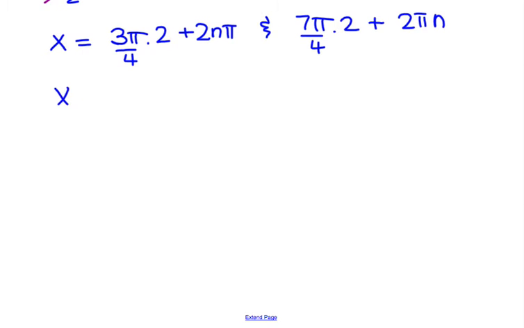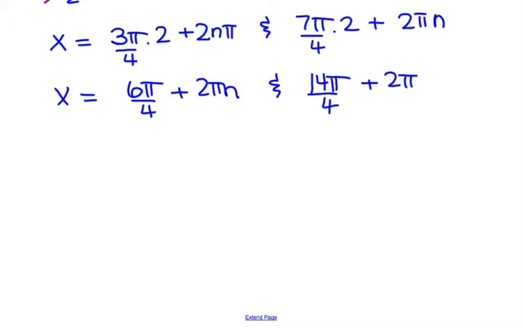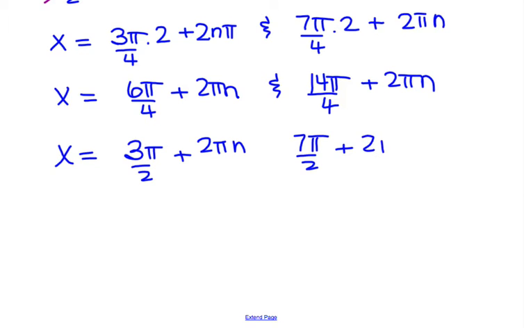Now let's simplify this. When we simplify this, we multiply across, so we get 6 pi over 4 plus 2 pi n and 14 pi over 4 plus 2 pi n. Now let's simplify. So we get x equals 3 pi over 2 plus 2 pi n. And then when we reduce this by a 2, we get 7 pi over 2 plus 2 pi n.